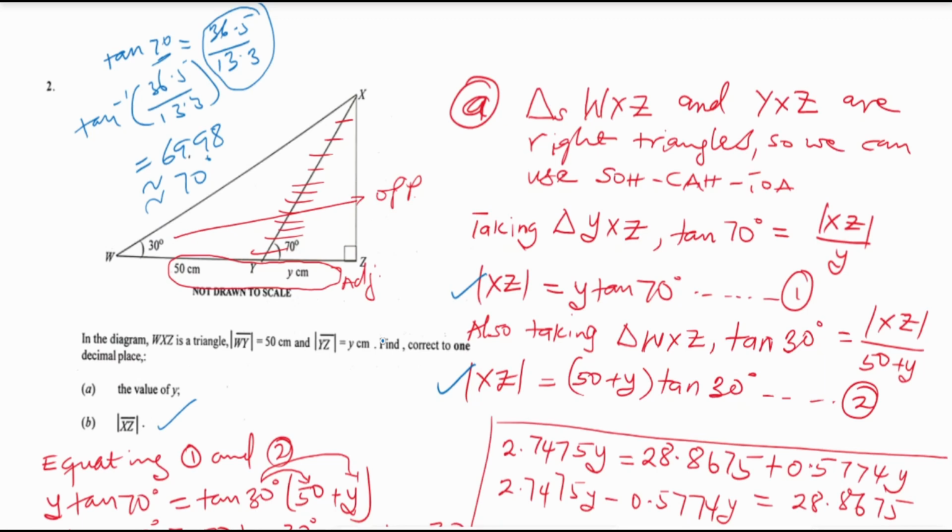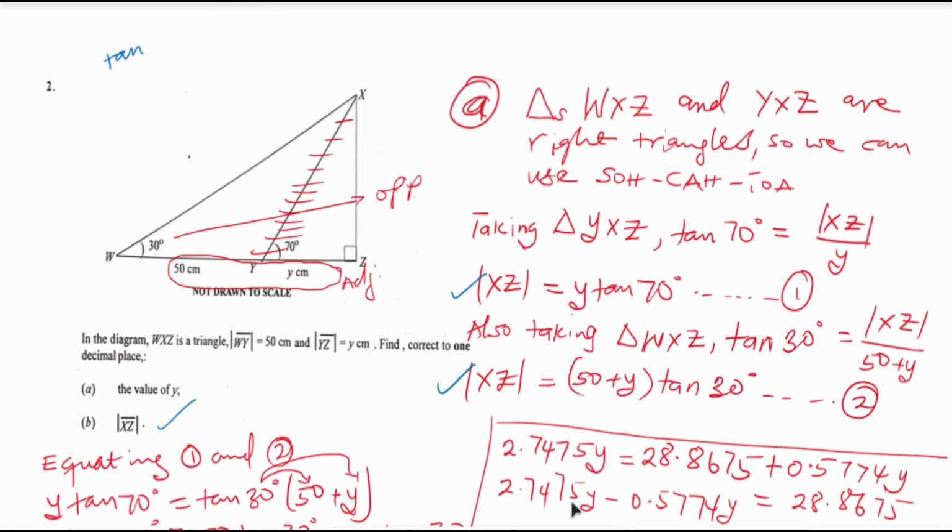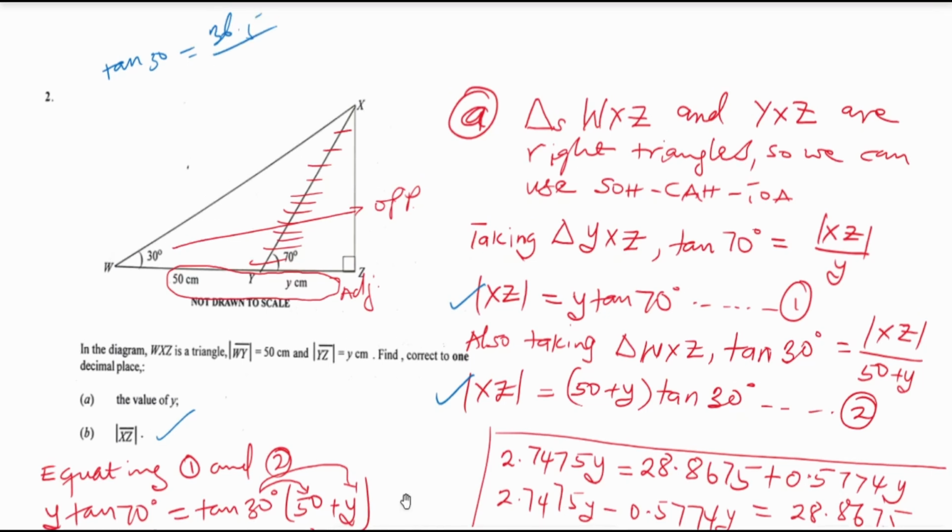We can check the same thing for the 30 to verify, and I'll do that quickly. So using equation 2 for the same thing, tan 30 will be equal to XZ, which is 36.5 over 50 plus y. 50 plus 13.3, 63.3. So 30 will be equal to tan inverse of 36.5 over 63.3. So let's check that and see on our calculator.